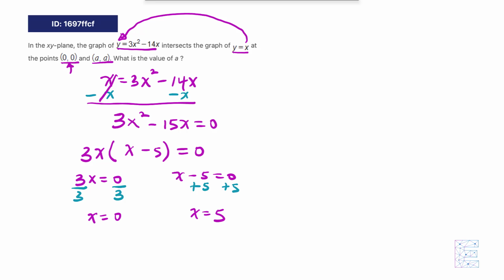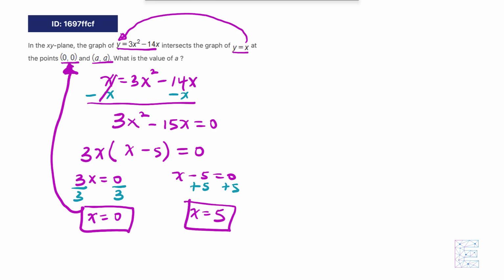So you might have already connected the dots and figured out that this answer here is the (0, 0). And the other answer that we are finding, x equals 5, is going to be this second value here. So we can figure out that the answer is going to be (5, 5), which means that a is 5, and that's the answer to that question using the algebraic method. So now let's look at the Desmos method, which is what I really want you guys to get good at and use.